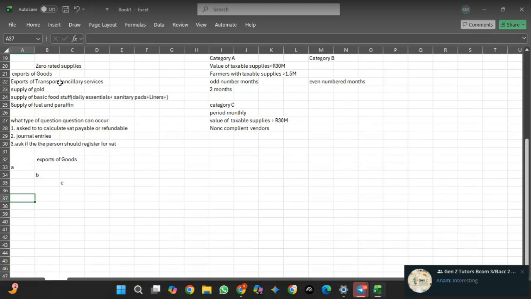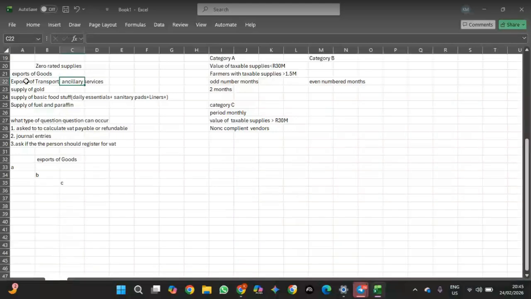Interesting. And then also in the export of transportation and ancillary services, that one is straightforward. Also, a reminder: who is the customer matters. Who is the customer matters, right?